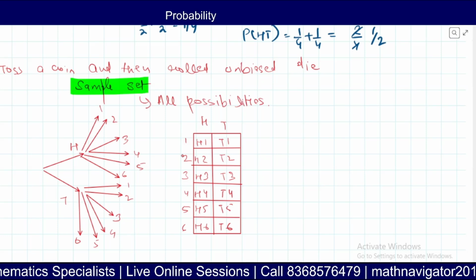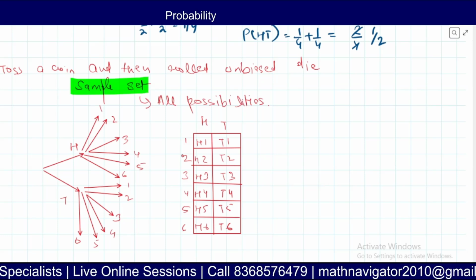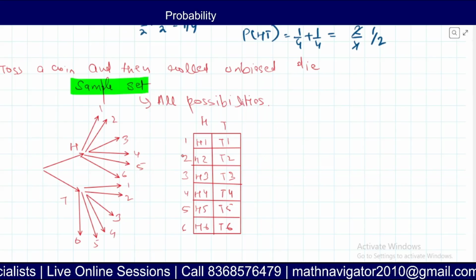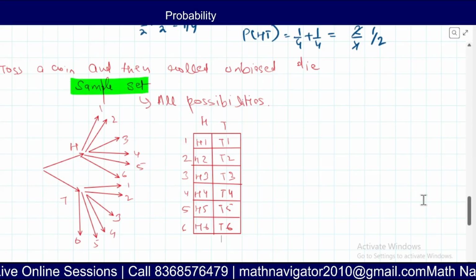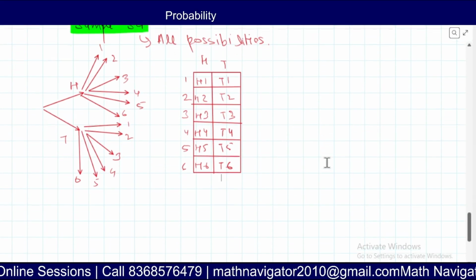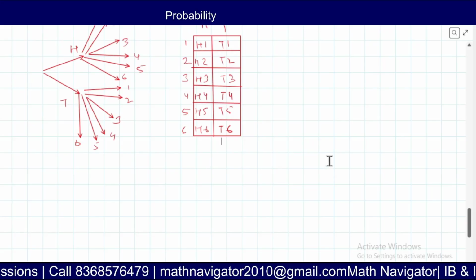I can ask you many questions like what is the probability of getting tail and an even number? What is the probability of getting tail and an odd number? Like this. So these are the two methods of finding it. How do we use a Venn diagram to solve probability? This I'll tell you with the question itself.